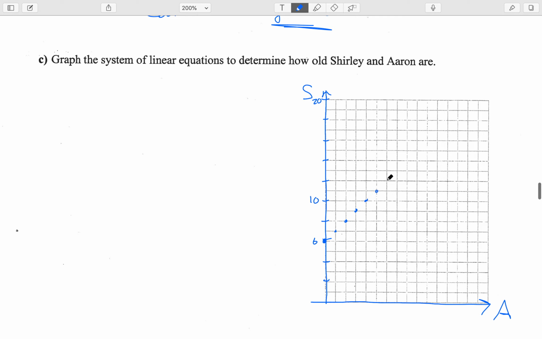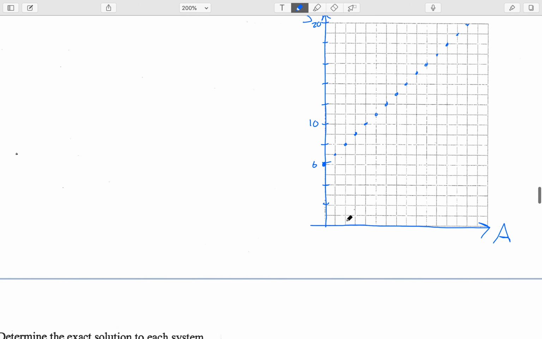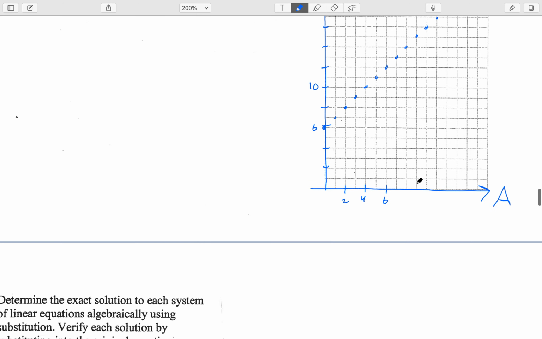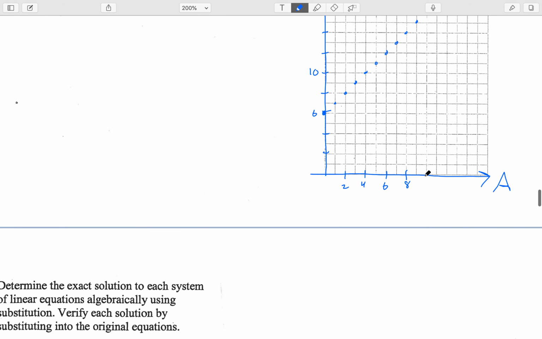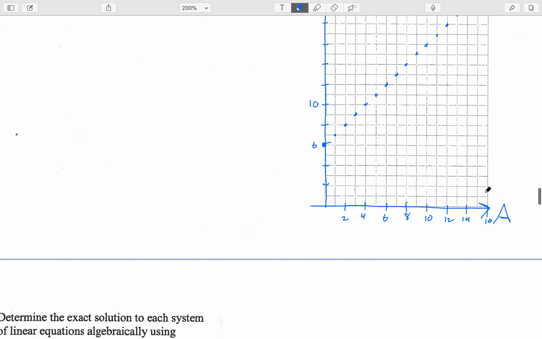Okay, so this is the first equation. And yeah, so if I'm doing up 1 over 1, that means I have to use the same scale. So 2, 4, 6, 8, 10, 12, 14, 16.